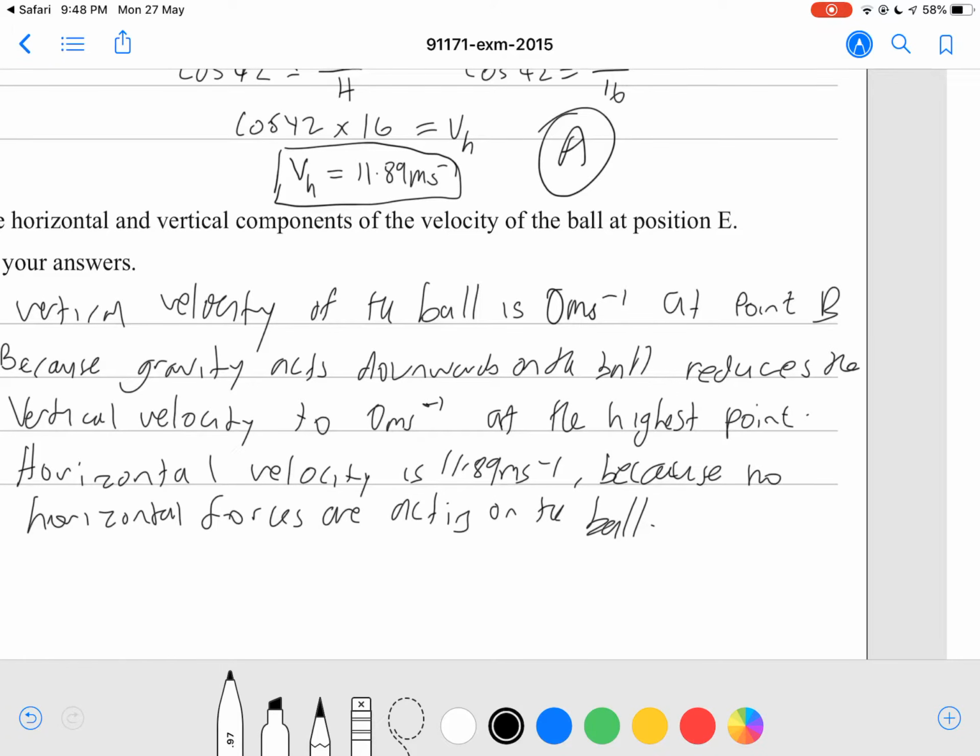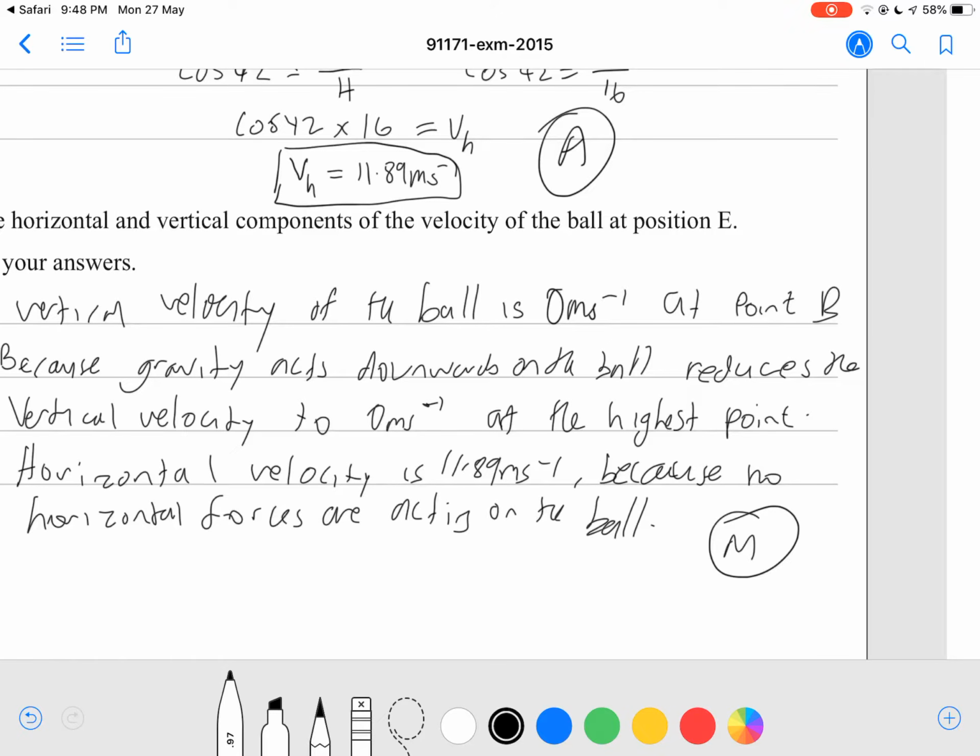Alright, and that should be your full answer here. You have to state that the vertical velocity of the ball is 0 meters per second at the top, and this is because gravity acts downwards and reduces the vertical velocity to 0 meters per second at the top of the flight. And you have to say that the horizontal velocity is 11.89 meters per second because there are no horizontal forces acting, and therefore the velocity remains constant.